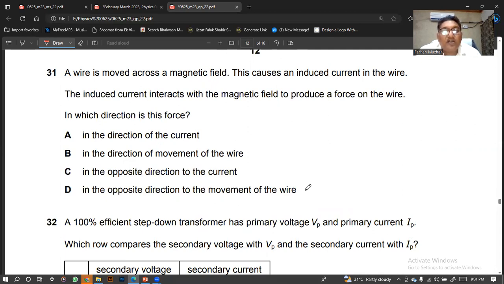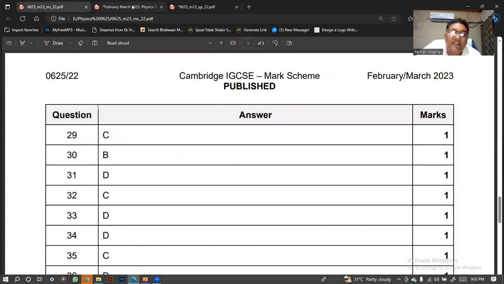He has not told us the direction. In the direction of the current? No. In the direction of the movement of the wire? It will be opposite to that movement. In the opposite direction to the current? No. In the opposite direction to the movement of the wire? Yes. This is Lenz's law. D will be the option. Yeah, D is the option, sir.